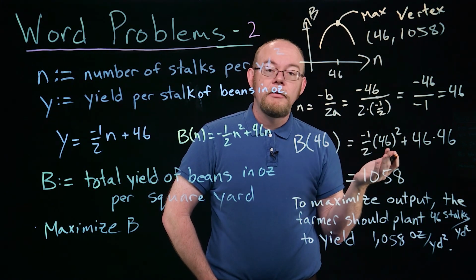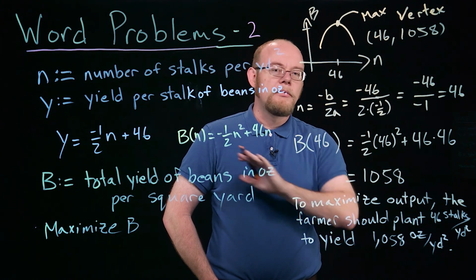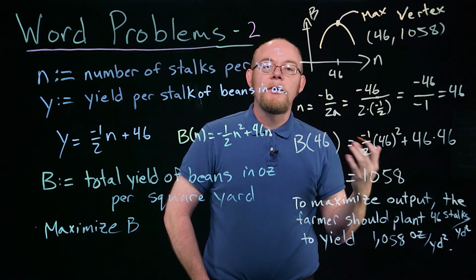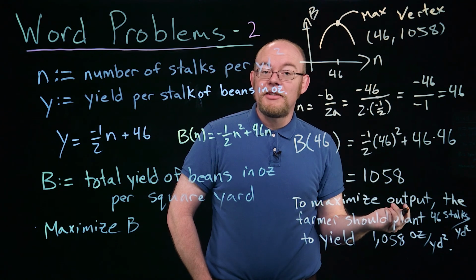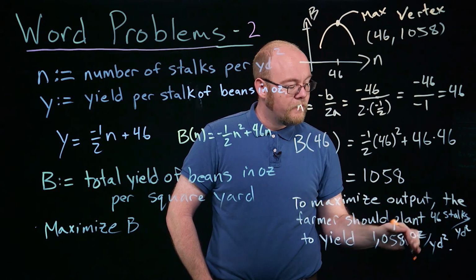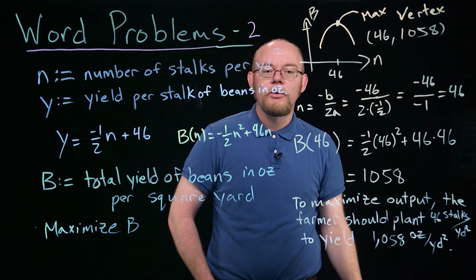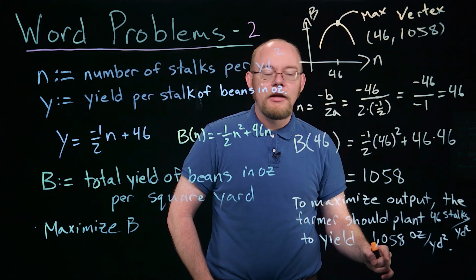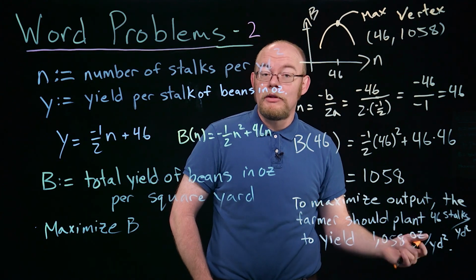We have the answer that we want to give the farmer, and the farmer doesn't really want to worry too much about the rest of this. What we can tell them is, if you want to maximize your output, get the most beans per square yard, you should plant 46 stalks per square yard, and you should expect about 1,058 ounces of beans per square yard.